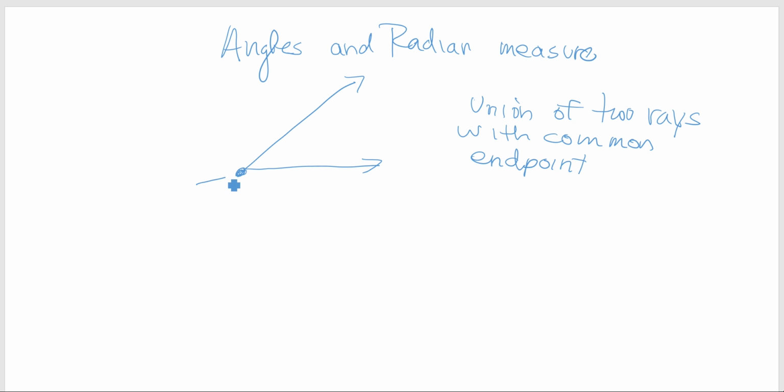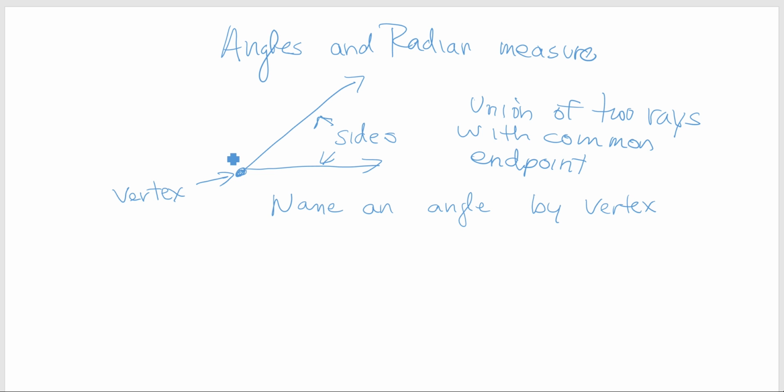The endpoint is called the vertex, and the rays are called the sides of the angle. We usually name an angle by its vertex. So over here, if I called this vertex, let's say A, we would refer to this as being angle A.